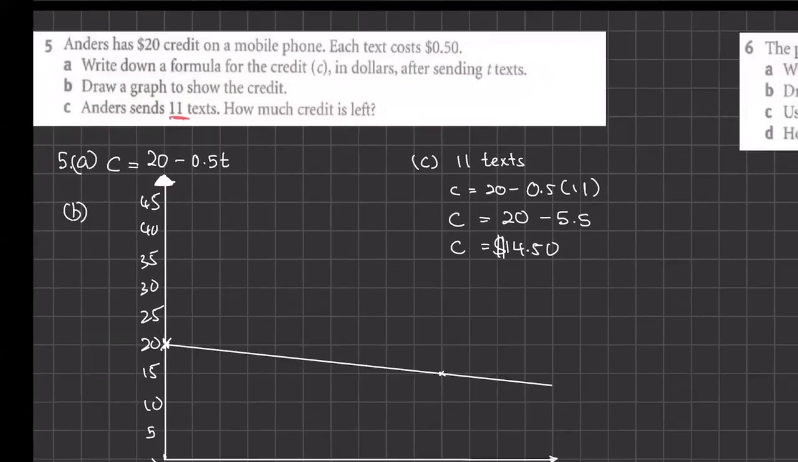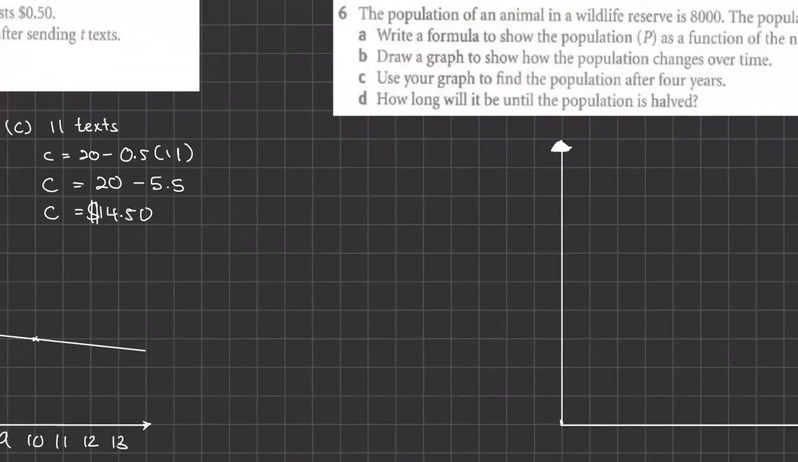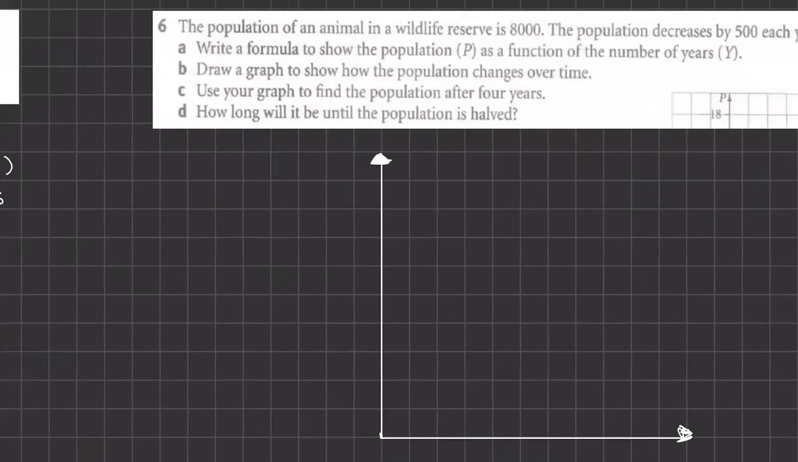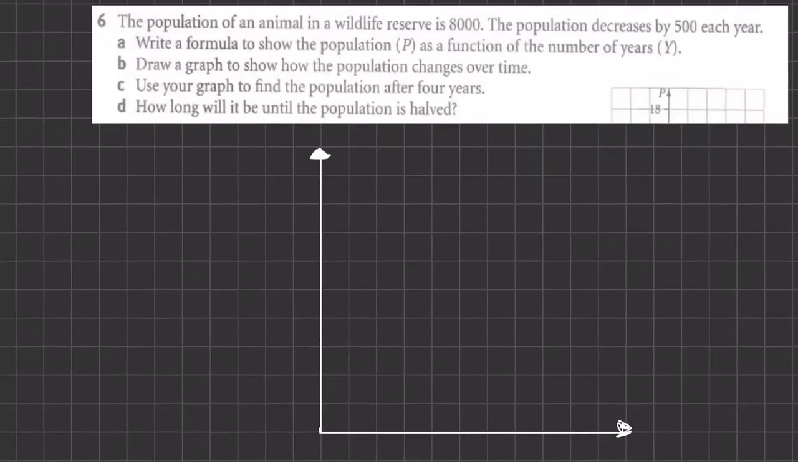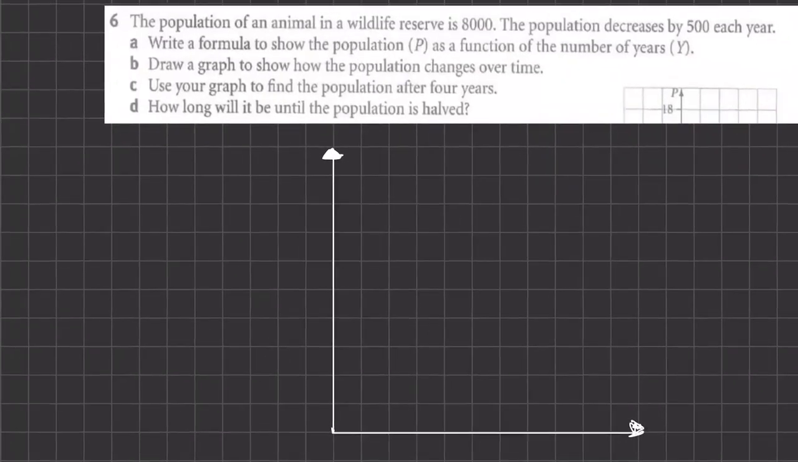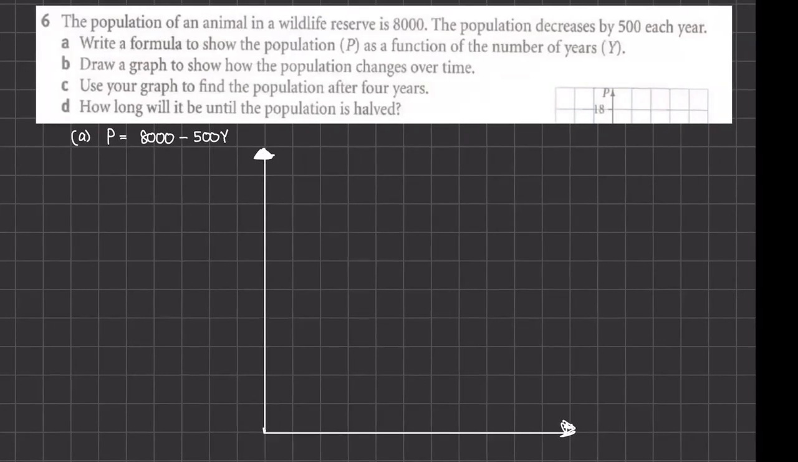Then we go to number 6. Population of an animal in the wildlife reserve is 8,000. Population decreases 500 each year. Write down a formula to show the population as a function of a number of years. 8,000 minus 500 per year. That's it. Draw a graph. So remember to label your graph. I always forget to do that.